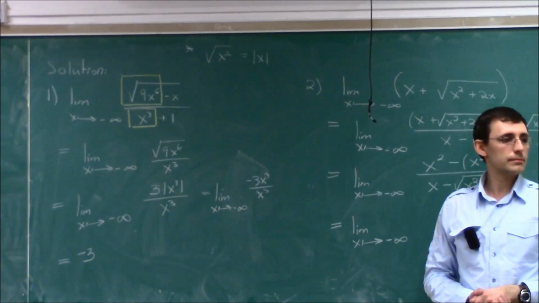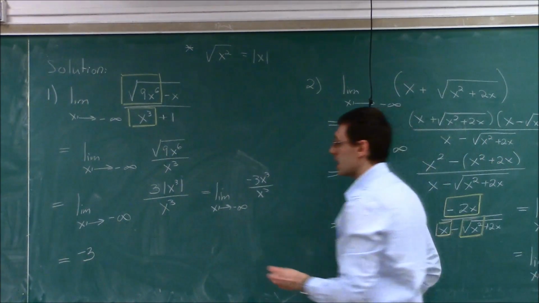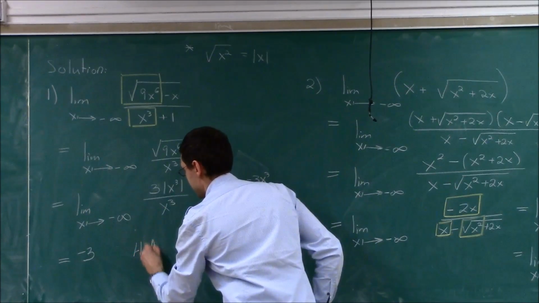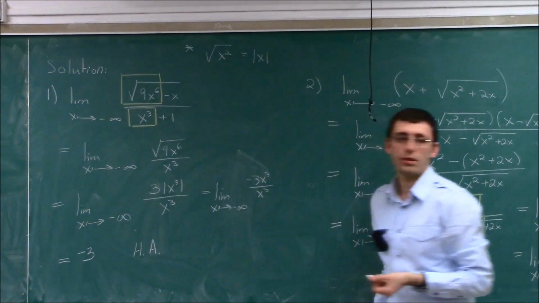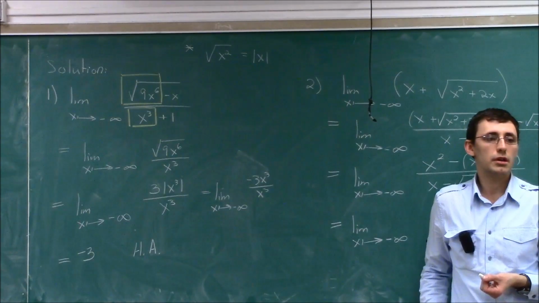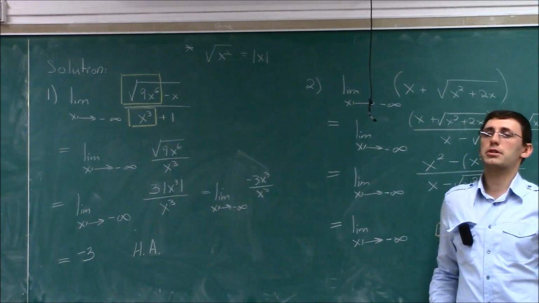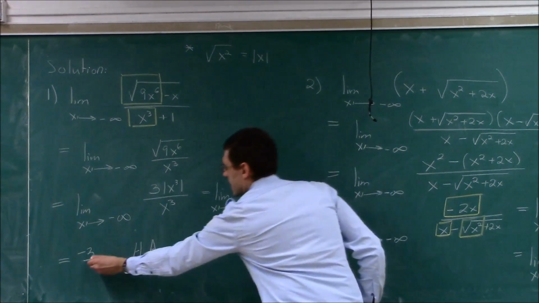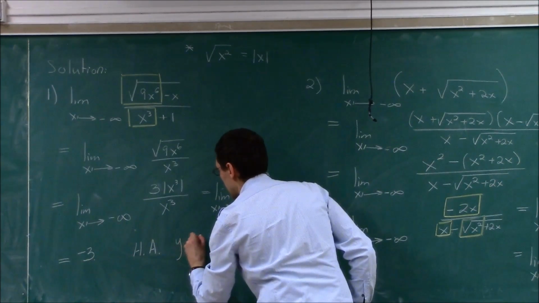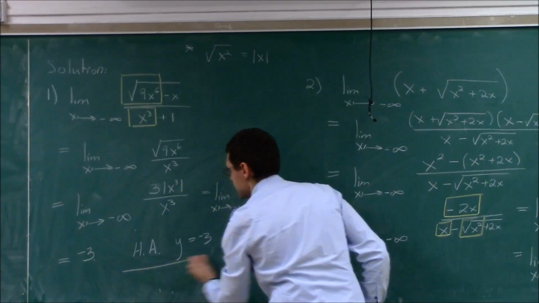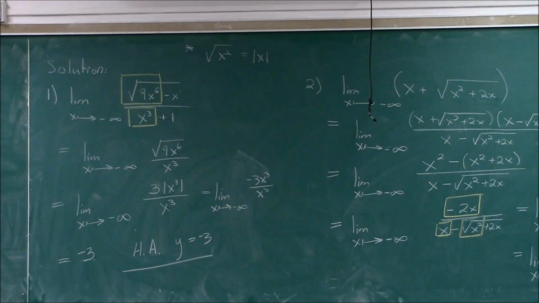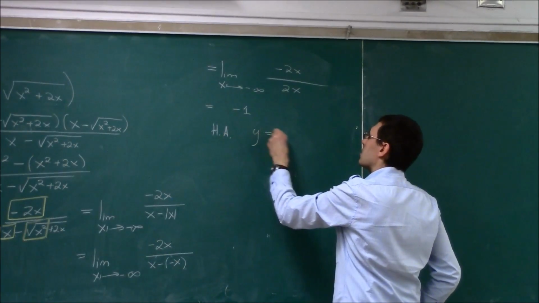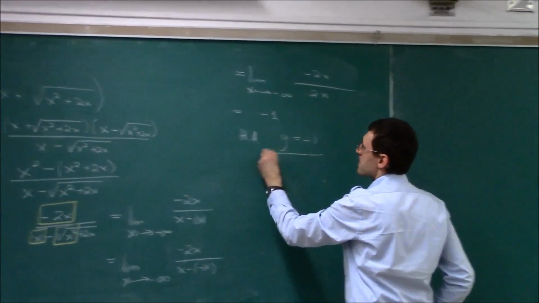It's a horizontal asymptote. This is a horizontal asymptote. Its equation is? What's the equation of the horizontal asymptote? Negative 1. In this case, but again, you just mentioned part of it. What is negative 1? y equals minus 3 in the other case. In this case, the horizontal asymptote is y equals minus 1.